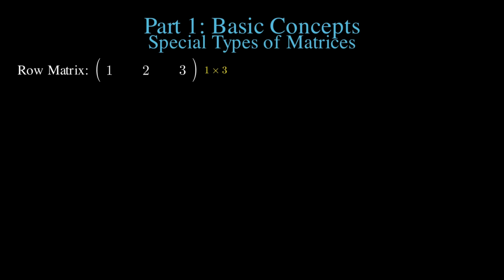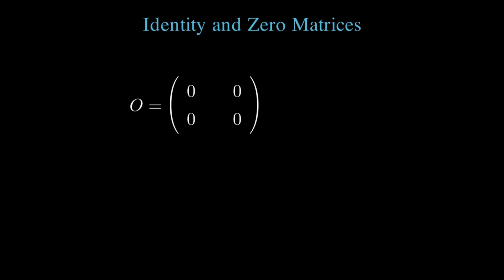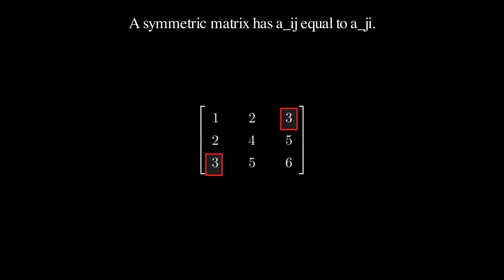A row matrix has only one row, like 1, 2, 3, size 1 by 3. A column matrix has only one column, like 1 over 2 over 3, size 3 by 1. A square matrix has equal rows and columns, for example, 2 by 2 with 1, 2 in the first row and 3, 4 in the second. The zero matrix has all elements 0, denoted O. The identity matrix is a square matrix with ones on the main diagonal and zeros elsewhere, denoted I. A symmetric matrix has a_ij equal to a_ji.